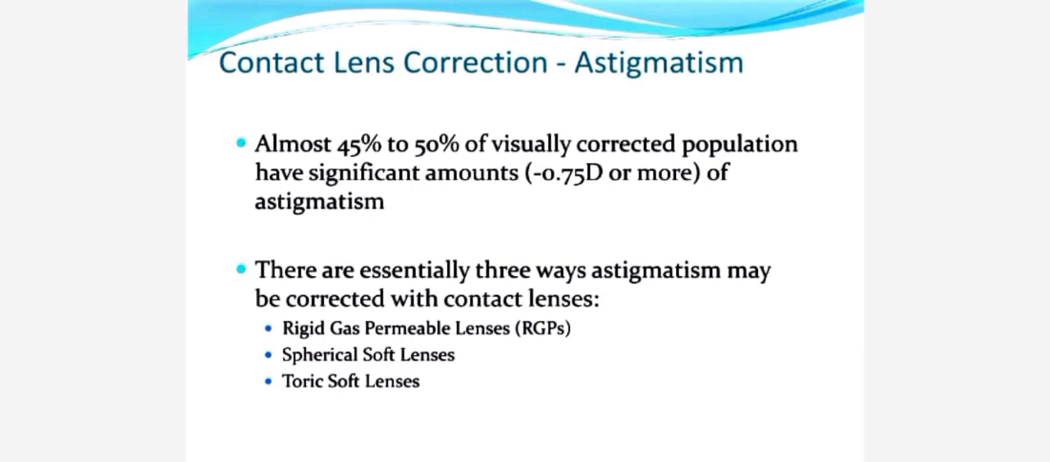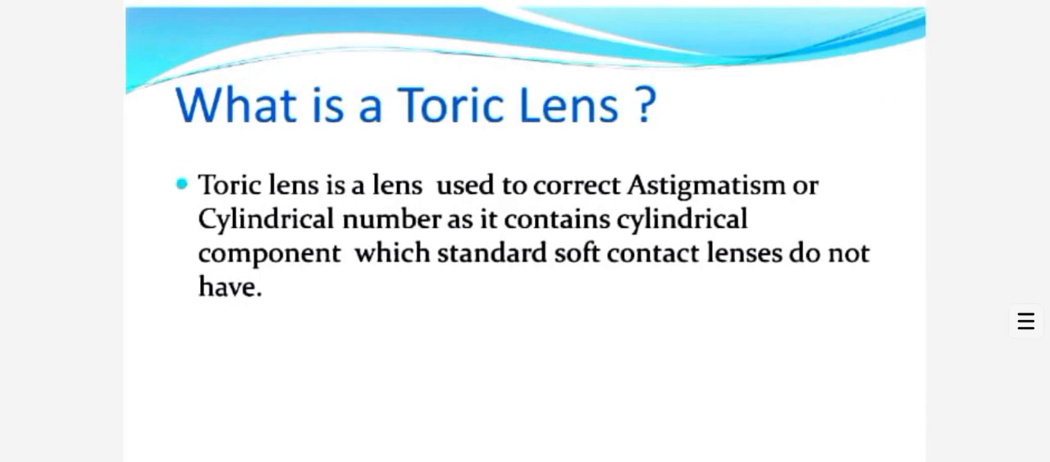Almost 45% to 50% of the visual correction population has a significant amount, minus 0.75 diopter or more, of astigmatism. There are essentially three ways astigmatism may be corrected with contact lenses. Which are they? Rigid gas permeable lenses or RGP lenses, spherical soft lenses, and toric soft lenses. Next, what are toric lenses?